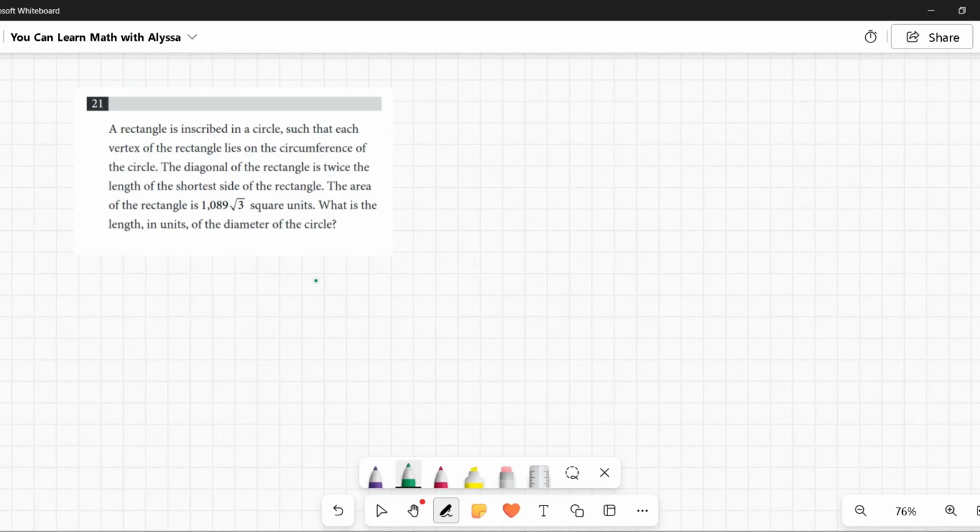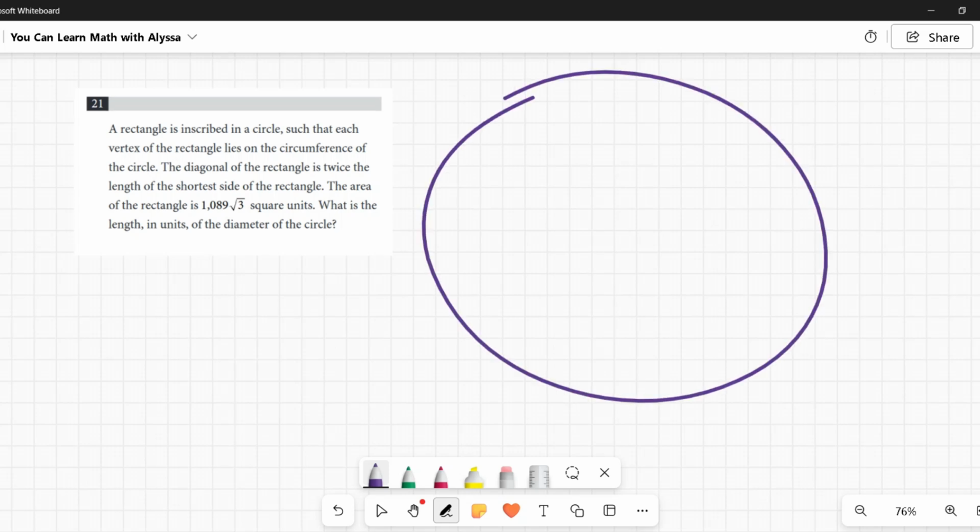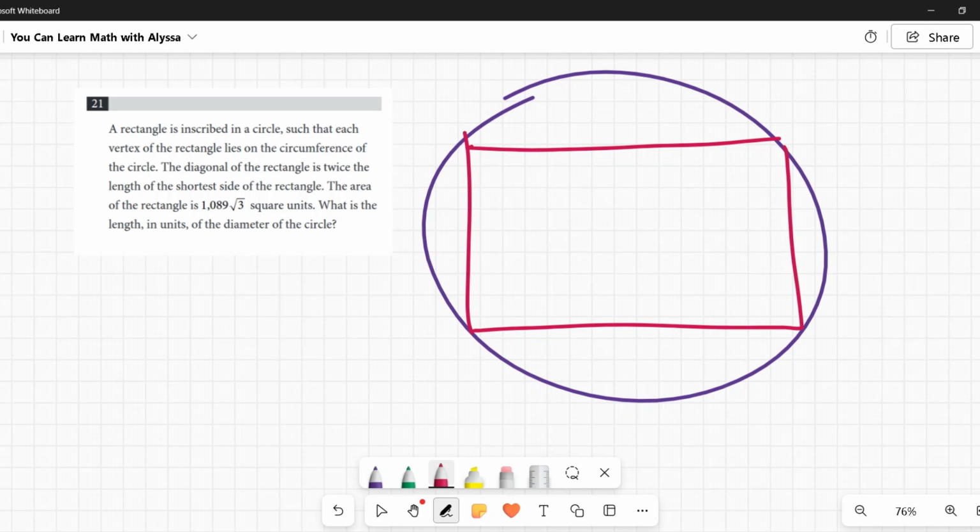Number 21, a rectangle is inscribed in a circle such that each vertex of the rectangle lies on the circumference of the circle. Okay, so I'm going to draw a haphazard circle, and I'm drawing my rectangle inscribed in the circle. The diagonal of the rectangle, okay, I need a diagonal. Let me do that. Is twice the length of the shortest side of the rectangle.